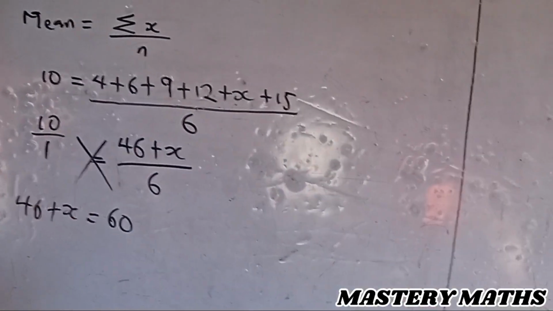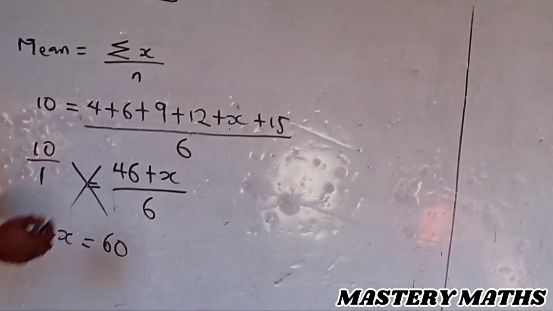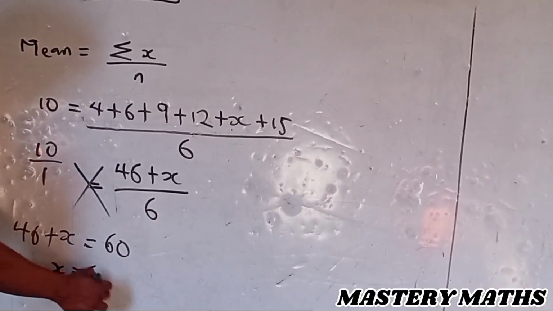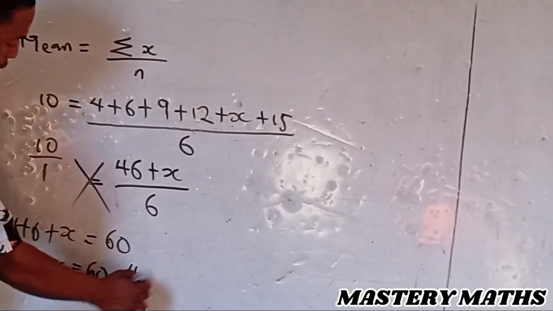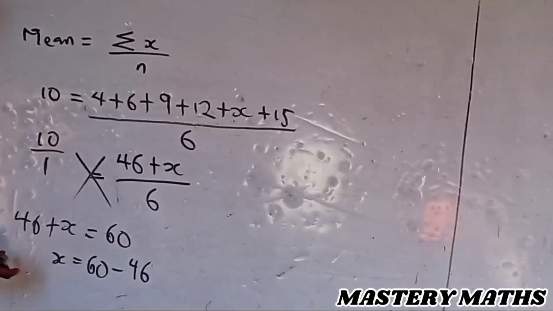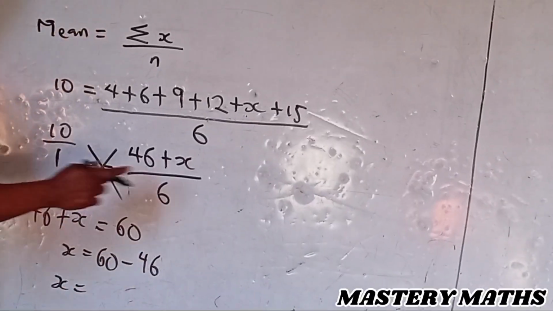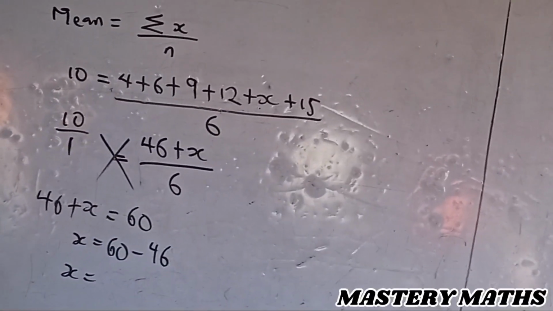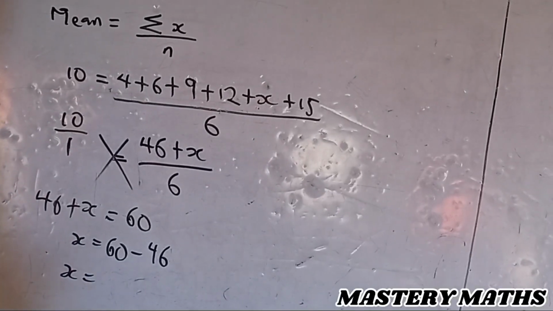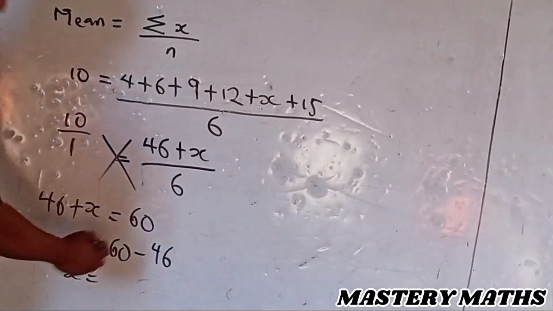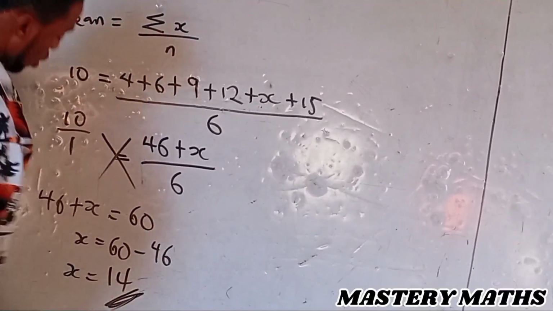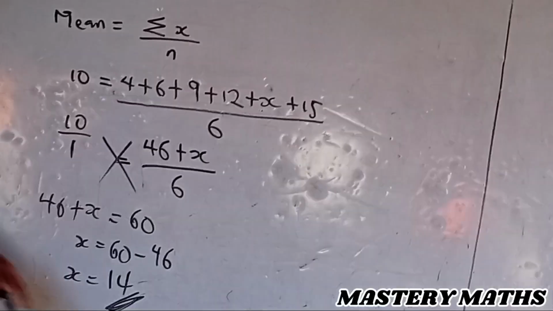The next thing is to collect like terms. In collection of like terms, it will be x equal to 60 minus 46. See now? So that gives us your x. Your 60 minus 46 here will give us 14 as the answer. So our x now is 14.